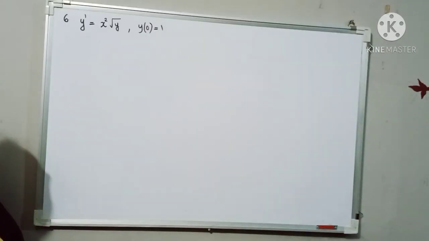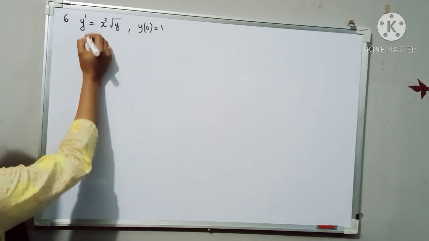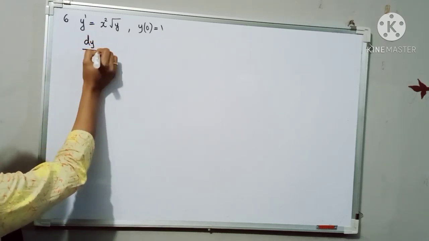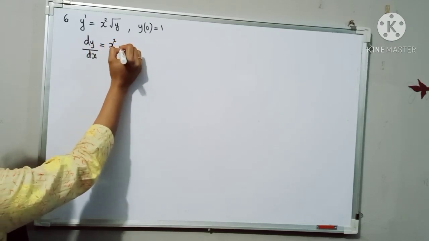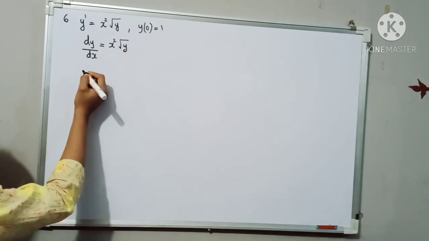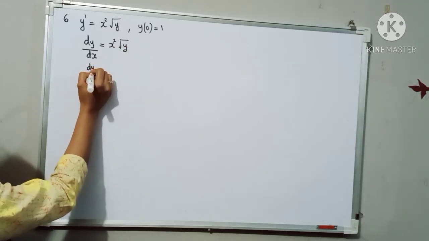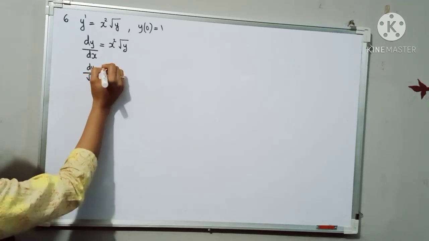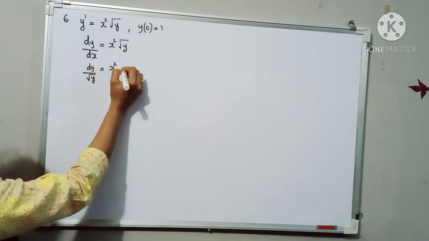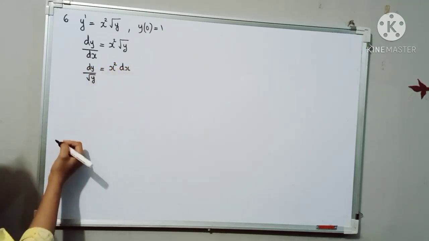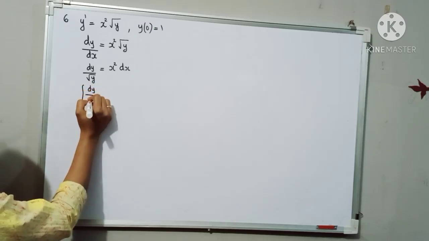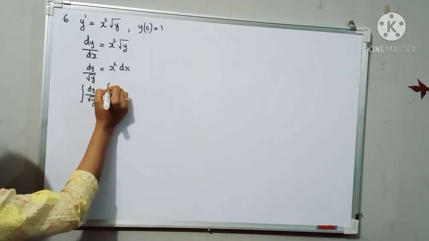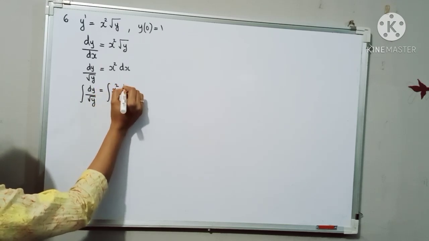Question: y dash is equal to x square root y. So y dash can be written as dy by dx. This is equal to x square into root y. Separating x and y, that is dy by root y is equal to x square into dx. Now integrating on both sides, that is integral dy by root y is equal to integral x square dx.